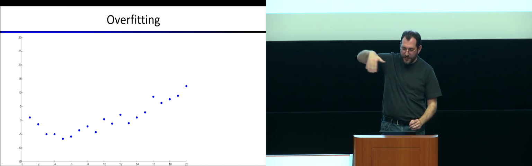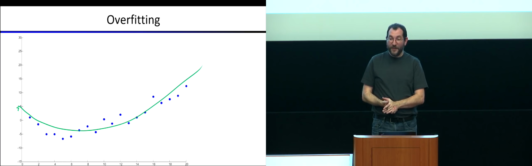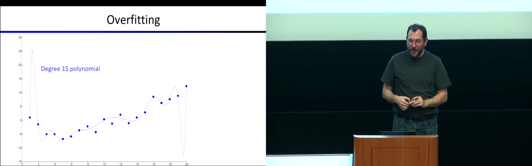There's the sort of dip. So maybe I could go to a second order function, like quadratic, if I can draw this. Okay. Quadratic. I'm starting to fit my data better. Could I fit it even more closely? Yeah, I could. How about this? Degree 15 polynomial. Way better fit than the quadratic.